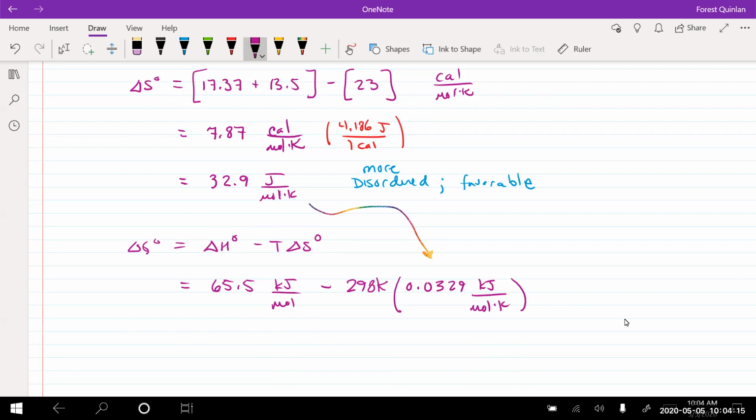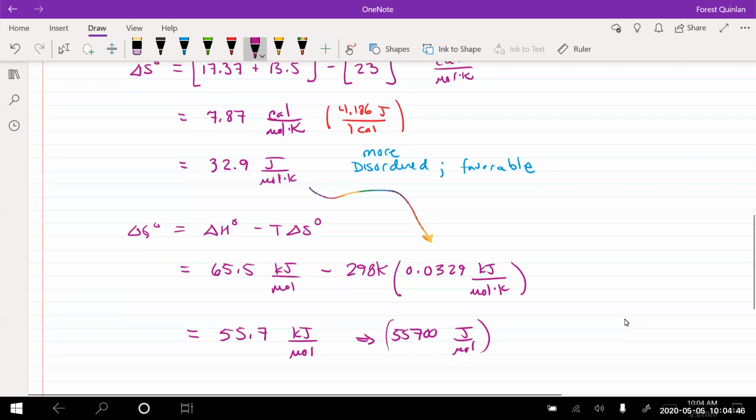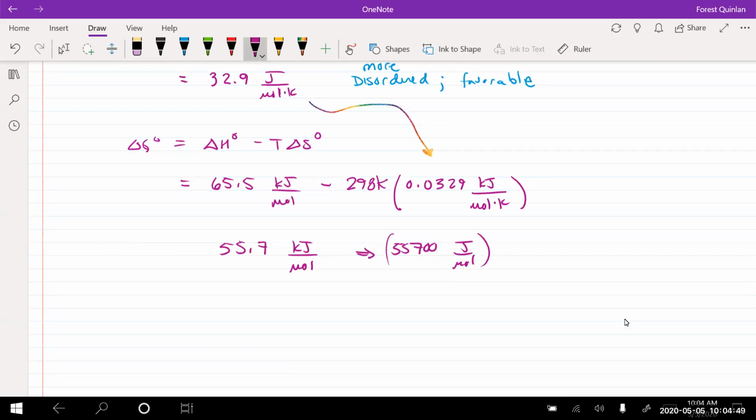All right. So what's that calculation? I get 55.7 kilojoules per mole. And I'm going to go ahead and say that that's 55,700 joules per mole, just to keep that there for a second. And that's a positive number. Let me just make sure that we all know that that's a positive number.